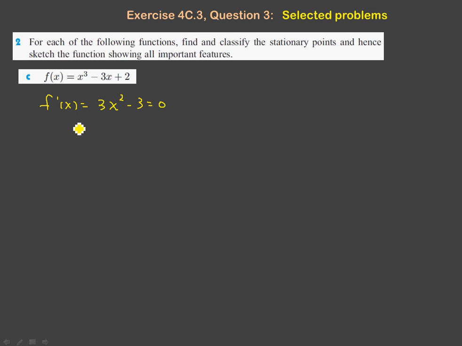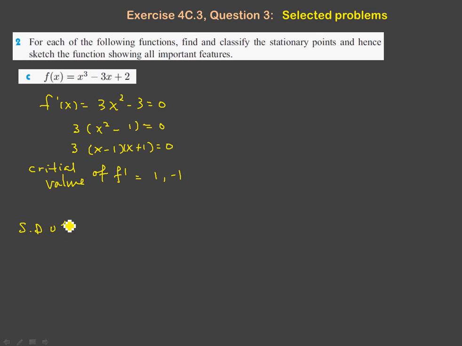and set it to 0. If you're careful, you should be able to factorize this. So clearly you'll be able to determine the critical values of f prime as 1 and -1 respectively. Now let's get the sign diagram done. Sign diagram of f prime.